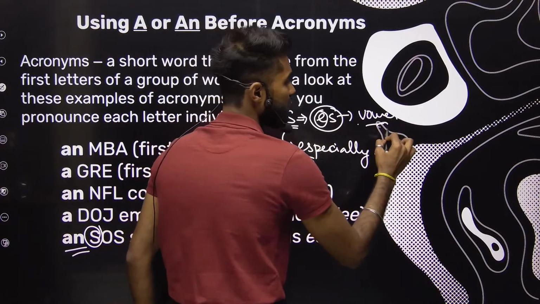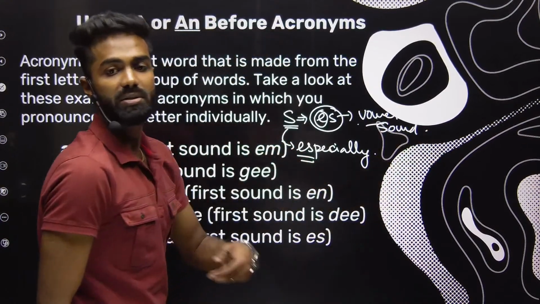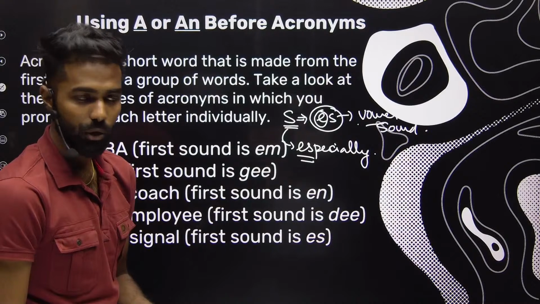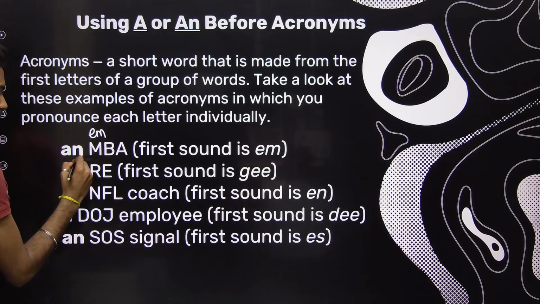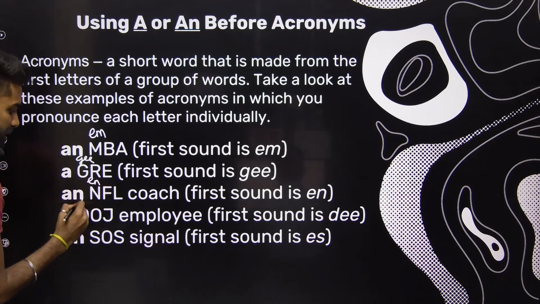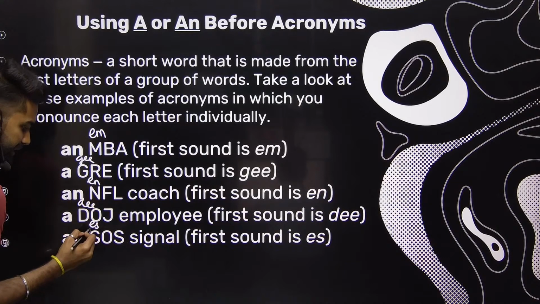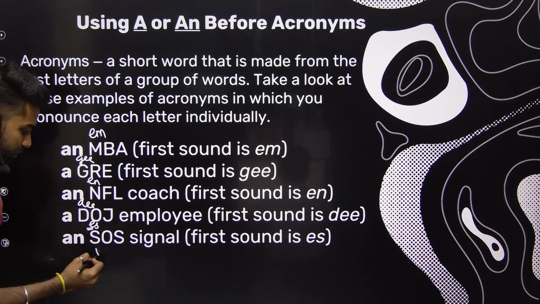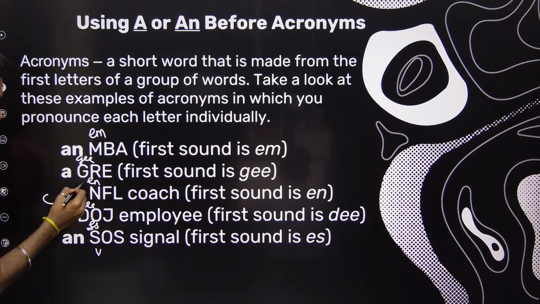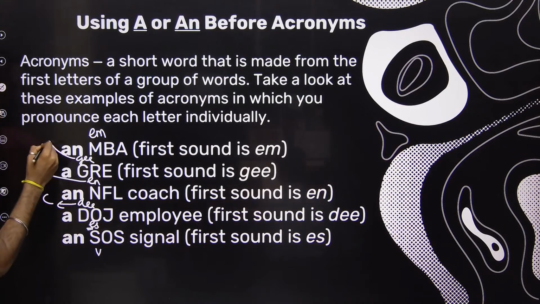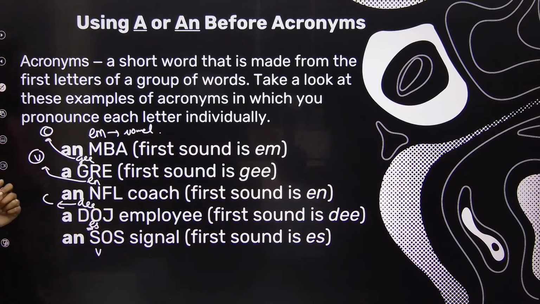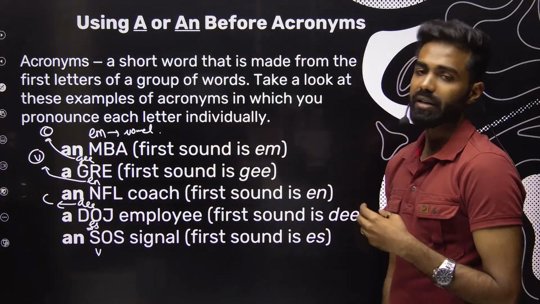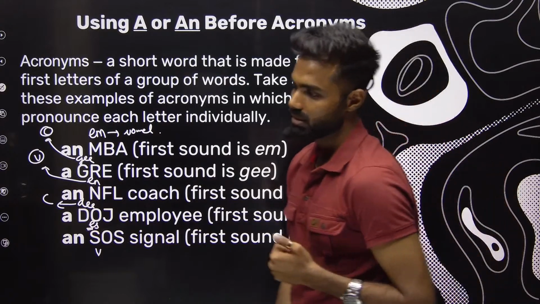So according to the sound the word is producing, we judge our articles. Here M, here G, here N, here D, here S. Since it is "es", it's a vowel. Here just D, consonant. N, vowel. G, consonant. M, vowel. That's it. This is how we are going to classify the words, and then I will be arranging a suitable article for them. Any doubts so far?